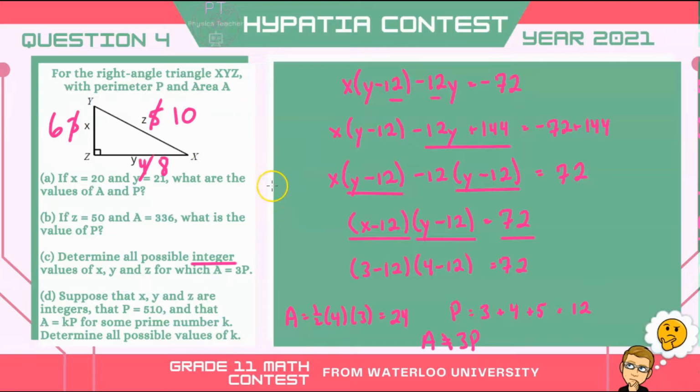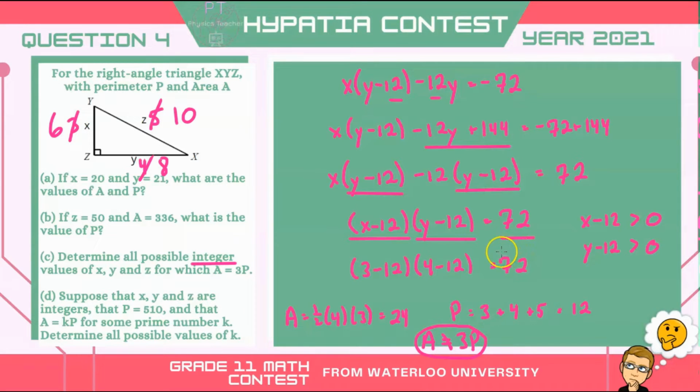Now you can try this again yourself, find the area and the perimeter, but again, the area will not equal 3 times the perimeter. So this tells us that this term x minus 12 and this term y minus 12 are going to need to be greater than 0. So x minus 12 is going to be greater than 0, and y minus 12 is going to be greater than 0. So they're going to be positive factors of 72.